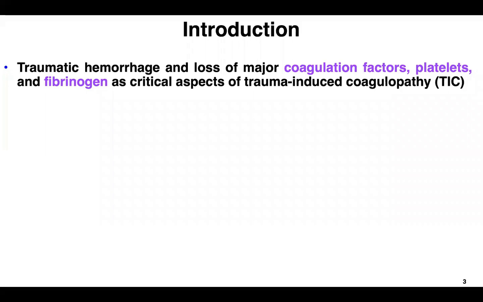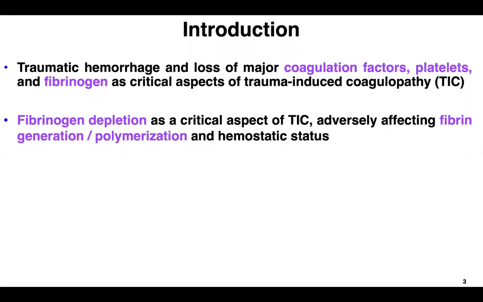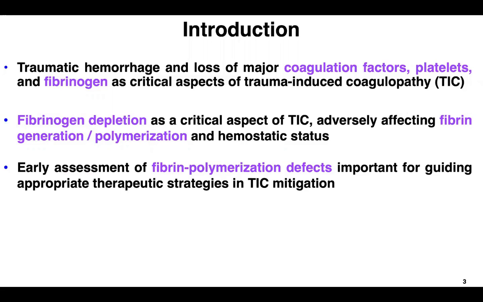Traumatic hemorrhage, which leads to coagulation defects known as trauma-induced coagulopathy, is a major cause of global mortality. Losing major clotting factors, platelets, and fibrinogen due to considerable blood loss are the coagulation defects in severe trauma. One of the critical factors of trauma-induced coagulopathy is fibrinogen depletion, which adversely affects fibrin polymerization, which impacts hemostasis status. Early assessment of fibrin polymerization defects is important for guiding appropriate therapeutic strategies in TIC mitigation.